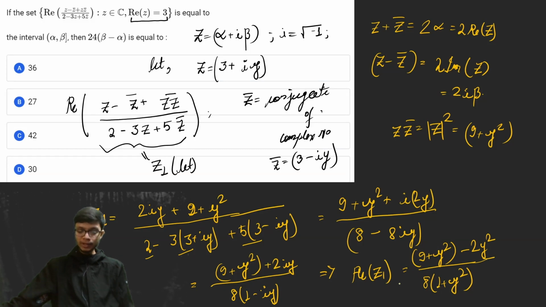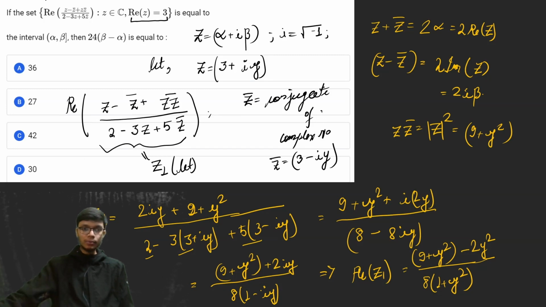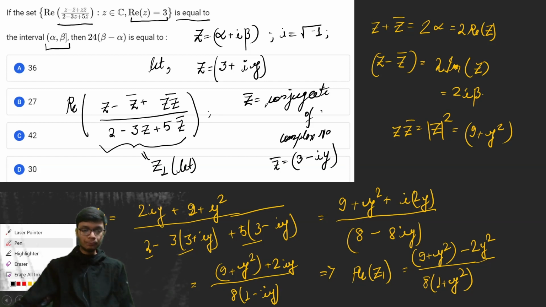So we got the real part of z1, the z1 that we assumed. The set which is talked about in the problem is basically of the real part. So the real part of this particular z1 complex number is equal to the interval alpha to beta, with beta in the closed interval and alpha in the open interval. So I have to look for alpha and beta, so let us do so.